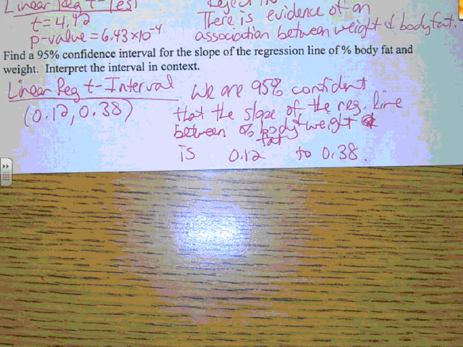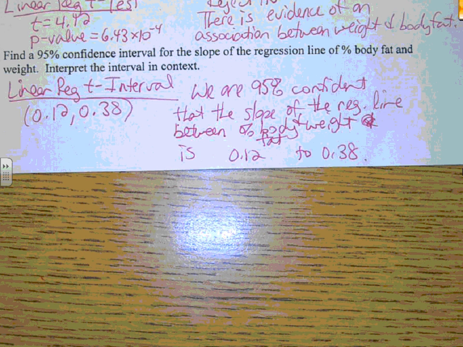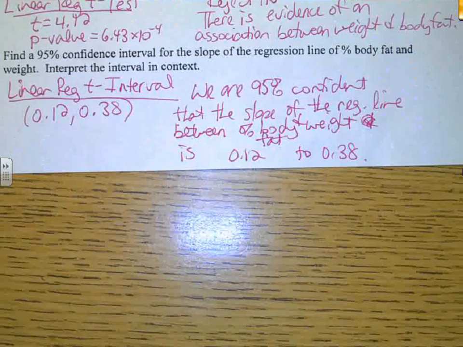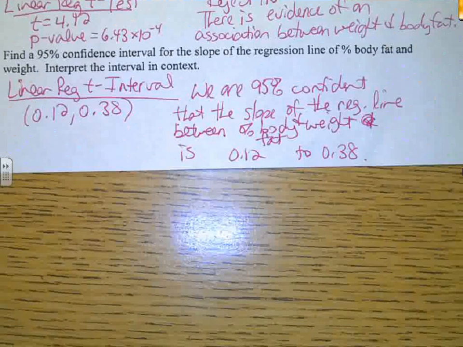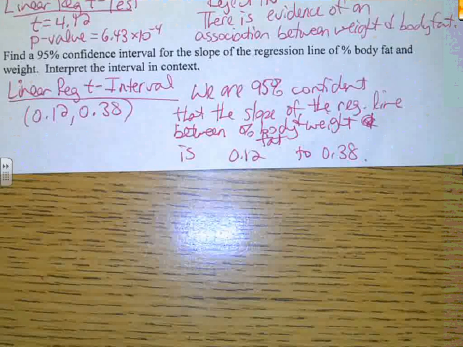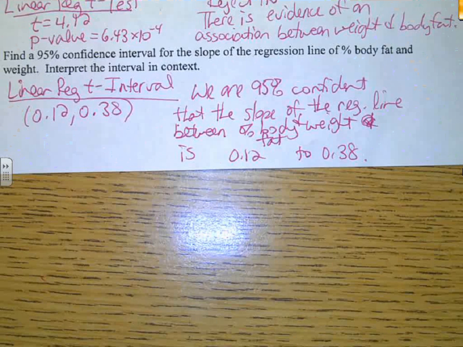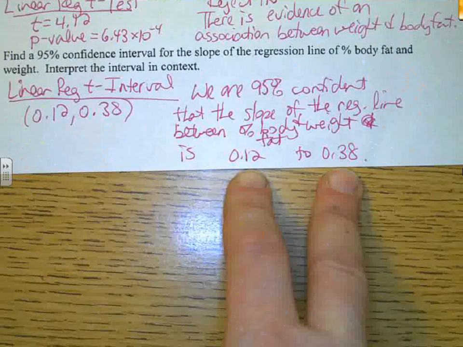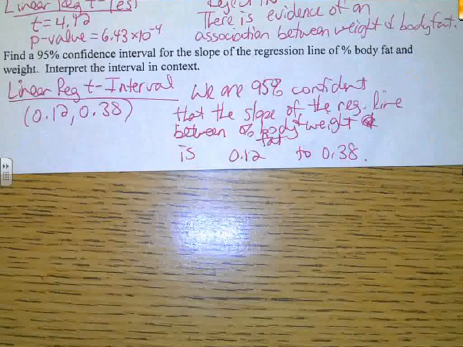Back to something we talked about before. Does that back up our conclusion from part D? Yes, because in D we said there was an association. That means the slope is not 0. Is there any way the slope can be 0 if it's between 0.12 and 0.38? Can you say we're 95% confident that the average association between... I guess you could, because that's what we did on the others. I don't think we did.